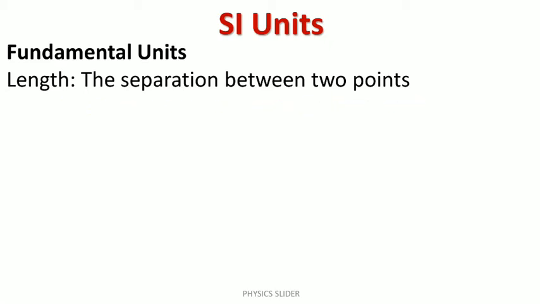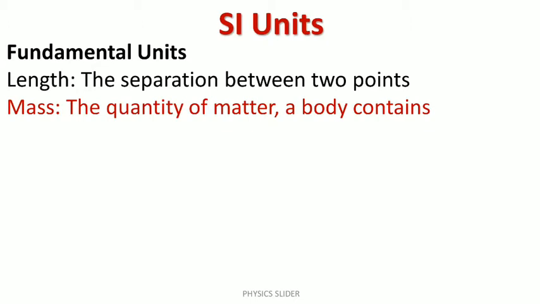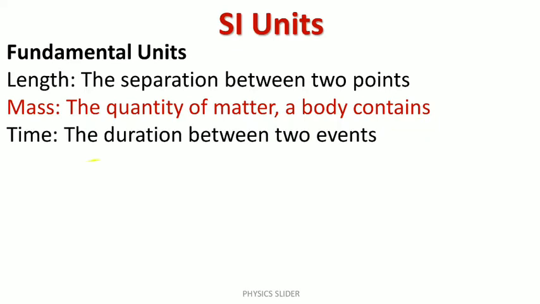Between any 2 points, the separation we can say as length. And the mass. What is the mass? The quantity of matter a body contains is called its mass. Next one, time. The duration between 2 events is called the time.